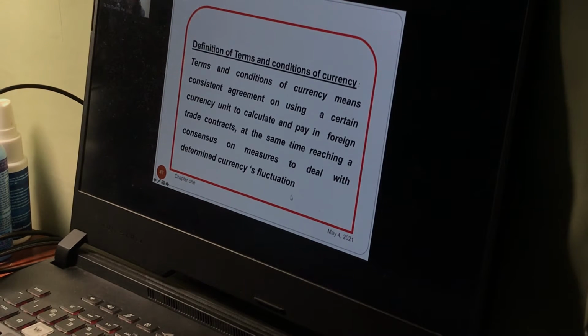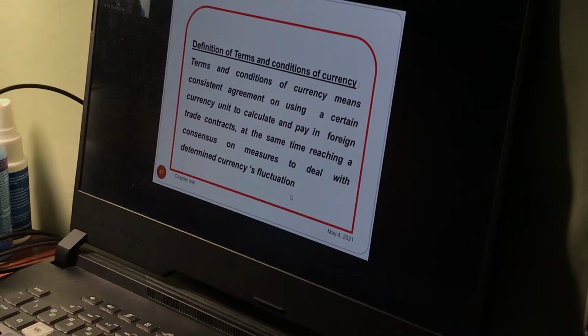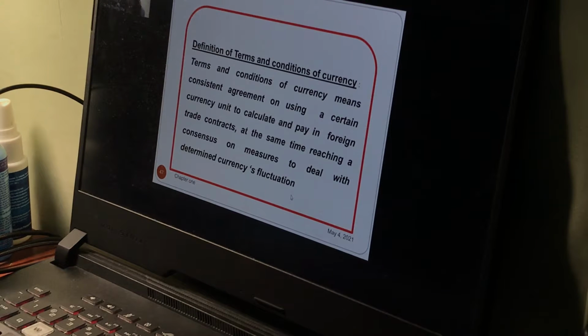My question is, what is calculation currency and what is payment currency? They are the same or different? If they are different, what happened to parties to the transaction?